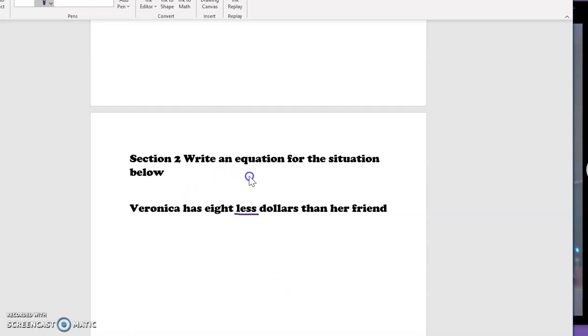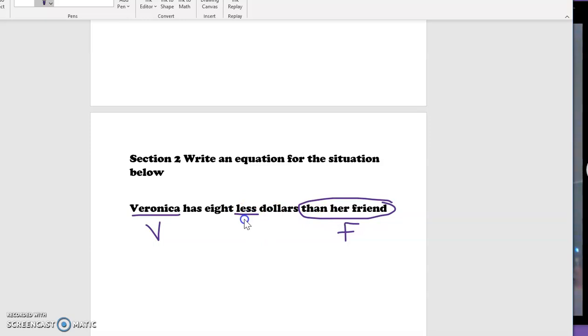When we're writing this, when we don't know how much someone has, like we don't know how much her friend has, I'm going to use a variable. Veronica, I'm going to use a V for. Her friend, I'm going to use an F. So now I've broken this down. I've come up with variables and I know my operation.